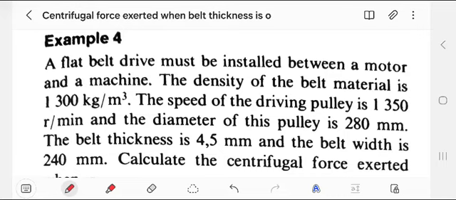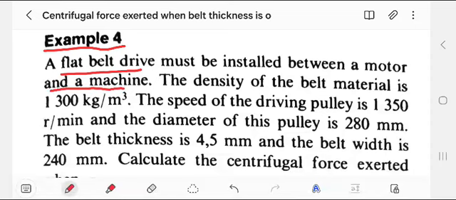In this video we're going to discuss how to calculate a centrifugal force when the belt thickness is omitted and when the belt thickness is considered. We've given example 4 here. We have a flat belt, not a V belt. The flat belt must be installed between a motor and a machine.